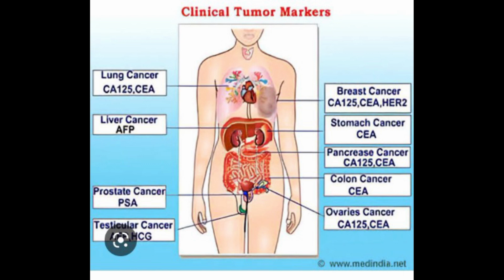Method: immunoassays like radioimmunoassay, FIA, ELISA. Normal 0 to 4 nanogram per ml. For smokers, 0 to 5 nanogram per ml. Immunoglobulins.